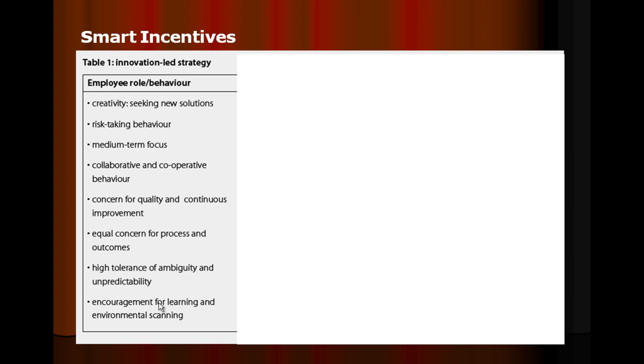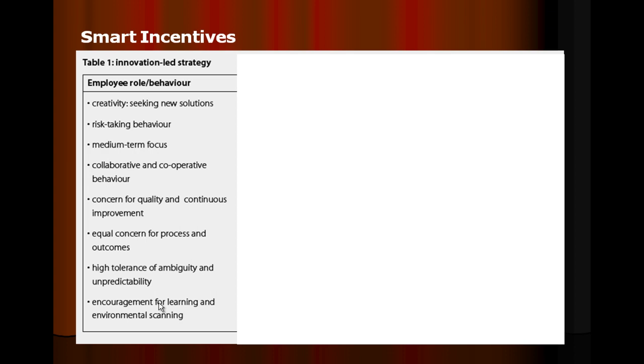Obviously, one should have a medium-term focus, neither too short nor too long. Then an employee has to be collaborative in nature. He has to get along well with the other members of the organization. They should also be cooperative. Then an employee who actually deserves smart incentive must have concern for quality and continuous improvement. I believe I had spoken enough about how Toyota focuses on quality and continuous improvement.